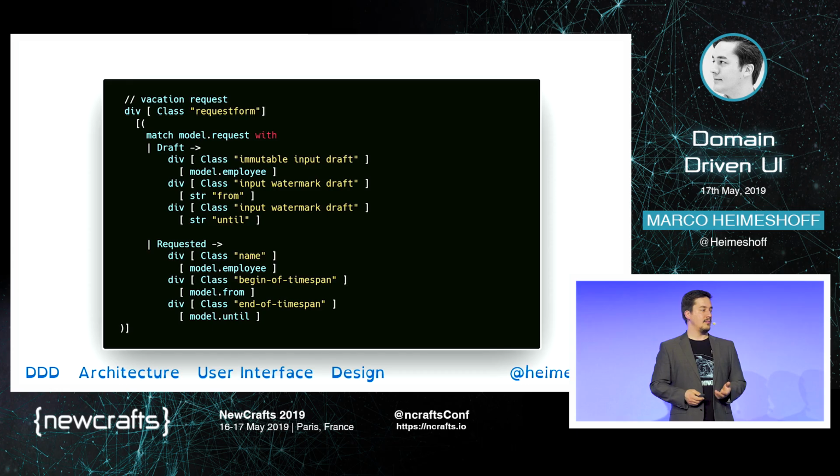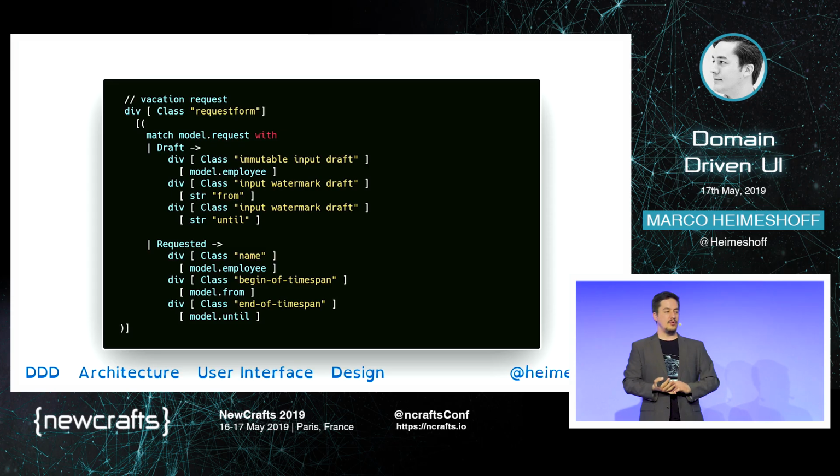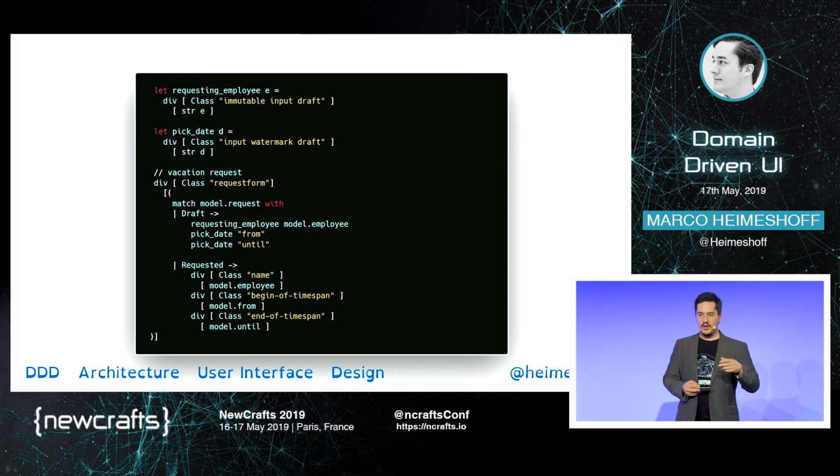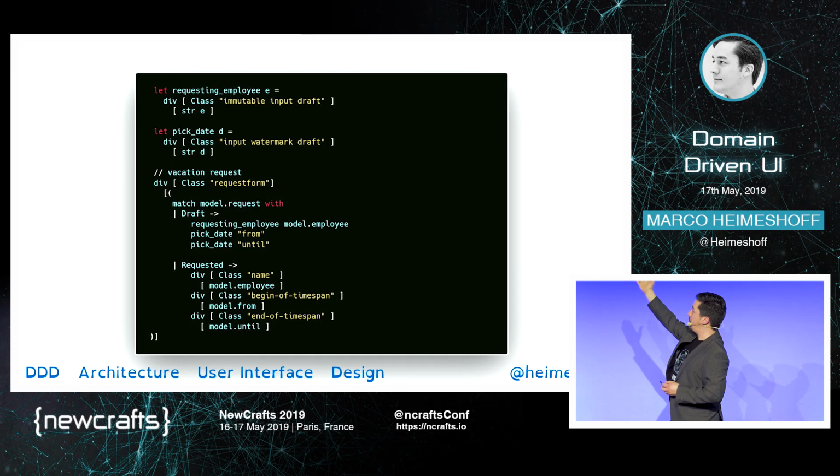It's not very semantic. Let's extract some of those divs. So our request is in drafting phase. We have an immutable input that's in drafting, and we have 2 watermark inputs, from and until, that we can edit. Let's extract those functions. The first one is actually a requesting employee. And the other 2 are the need to pick a date. So our draft now looks like, hey, requesting employee with an employee from the model, and now pick a date from and pick a date until.